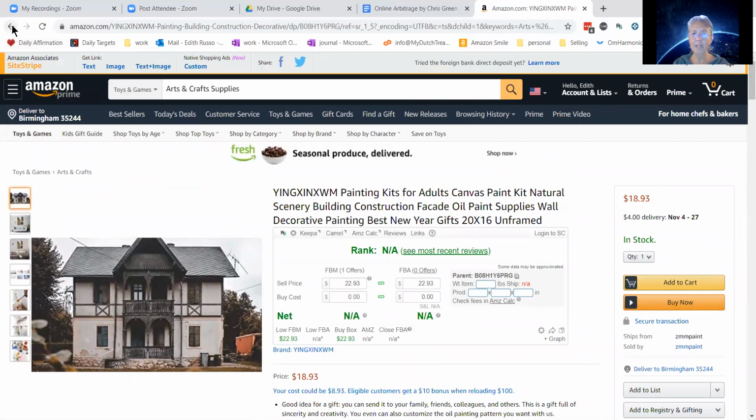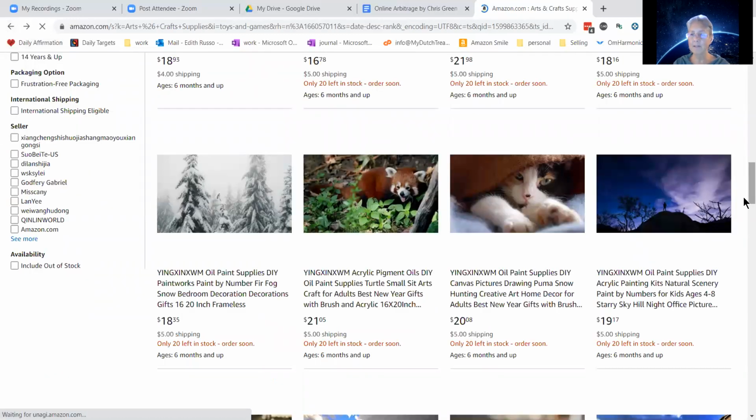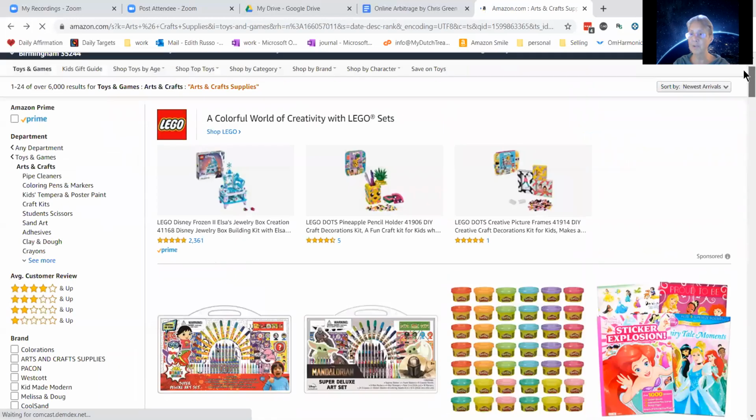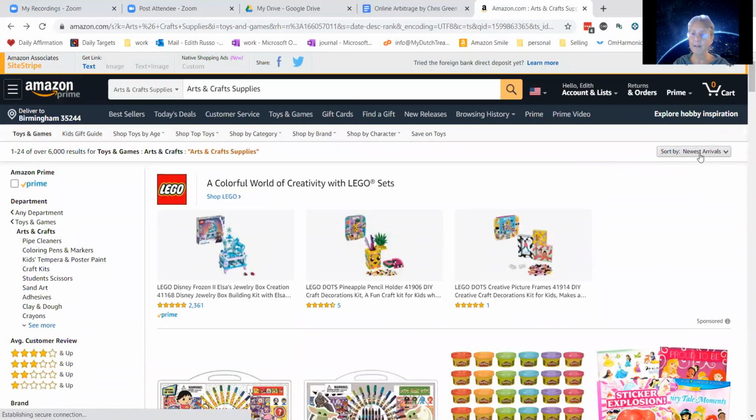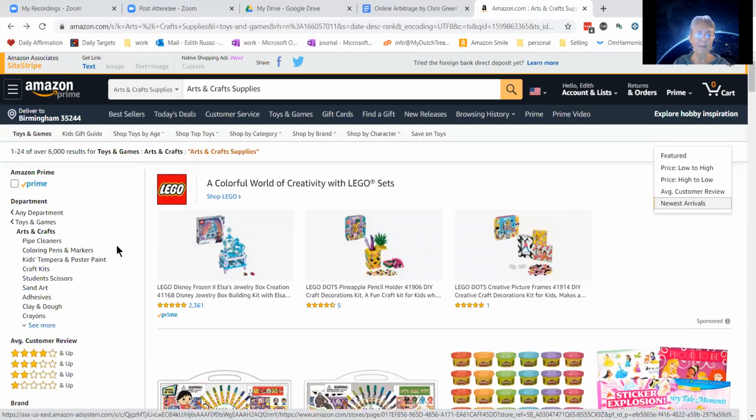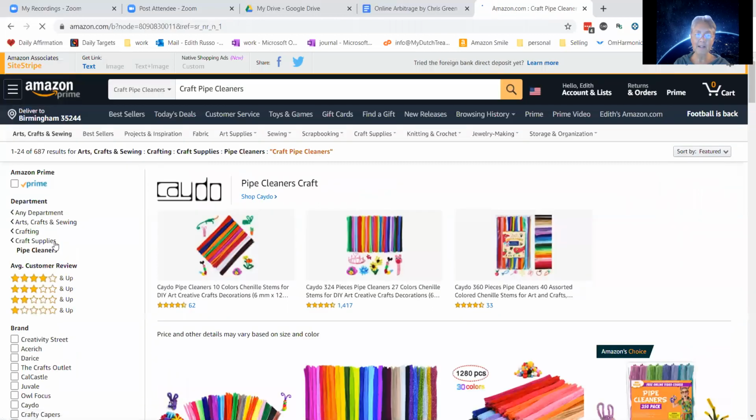Looking at the way you can filter or sort by newest arrivals, you can see the latest and greatest items being added to Amazon today for a particular subcategory. Let's go into pipe cleaners and see. Oh, and it doesn't have it in there. It doesn't have newest arrivals at the subcategory level.